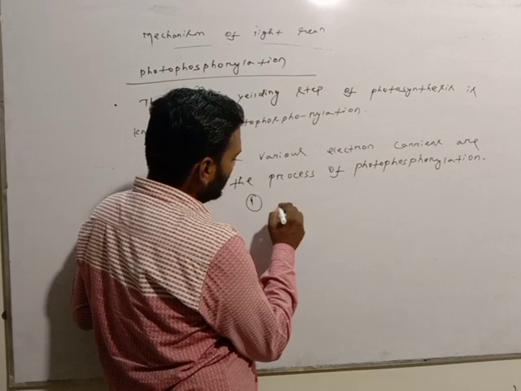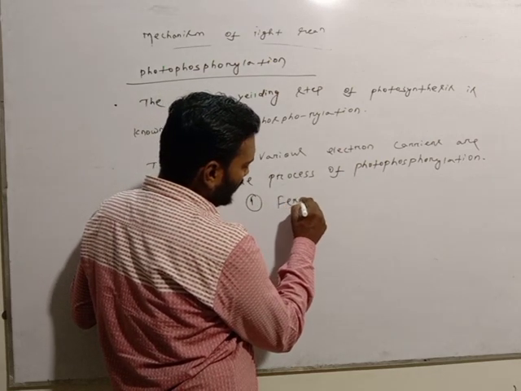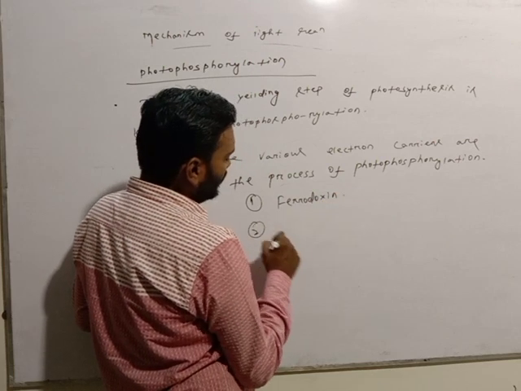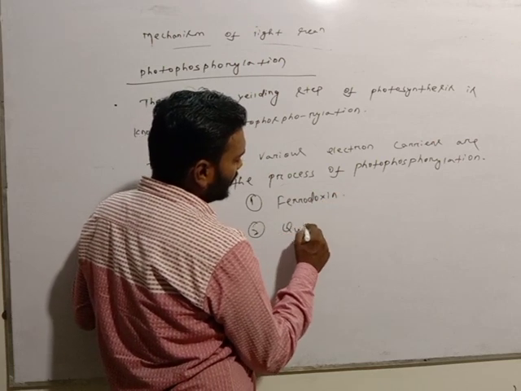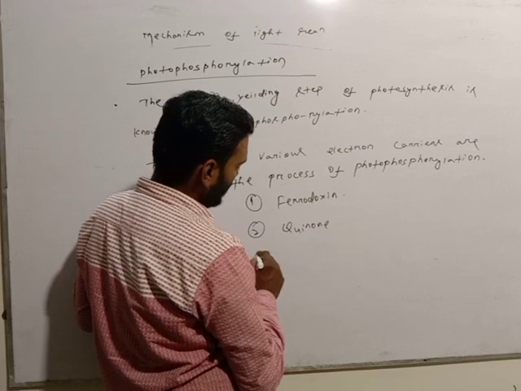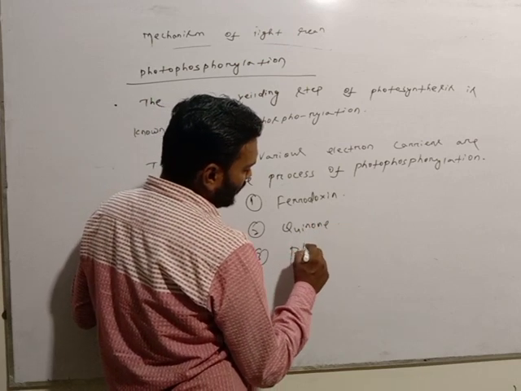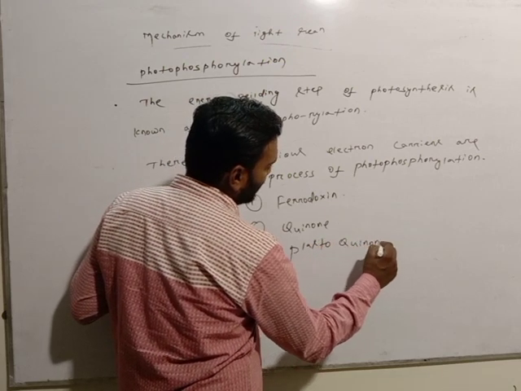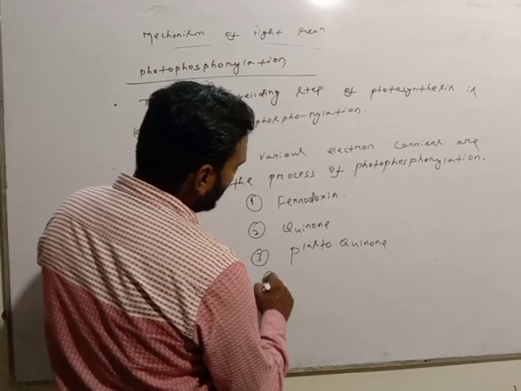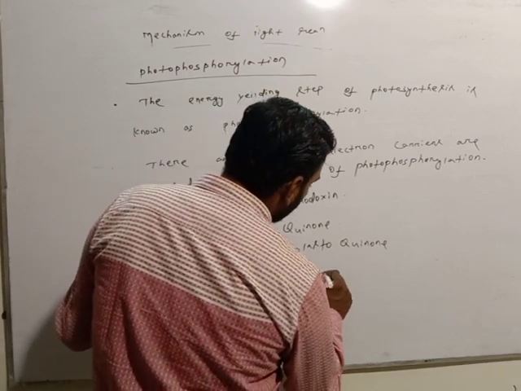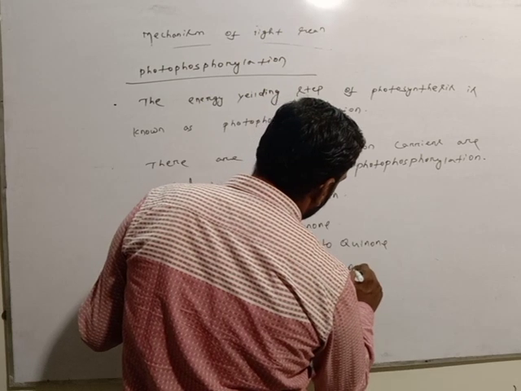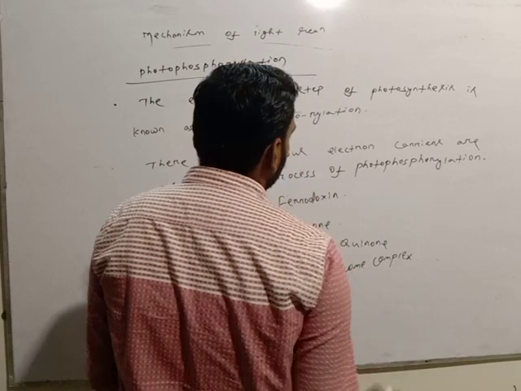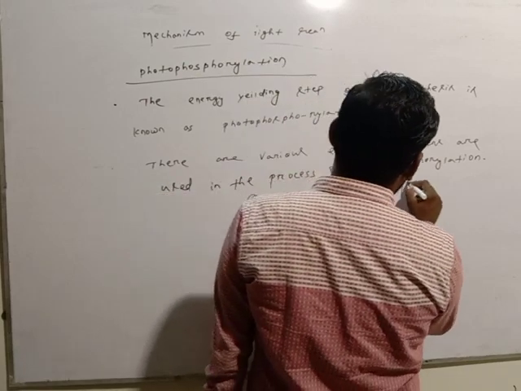Number 1, ferrodoxin. Number 2, quinone, plastoquinone. Number 4, cytochrome complex. Number 5, plastocyanin.